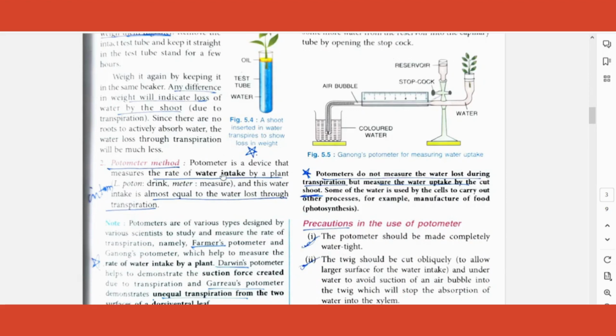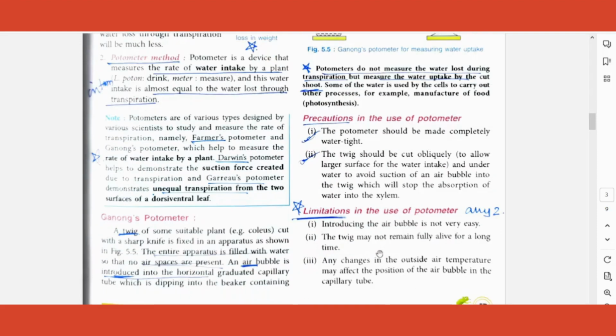The next important part in this chapter is the potometer. Very, very important. Definitely there is one question from here. What is a potometer? What are the three types? How does it function? What is the limitation? From any one of these parts, you are getting 100% one question. So what is a potometer? It is a device to measure, please underline, the rate of water intake by the plant. So, indirectly, you can measure transpiration.